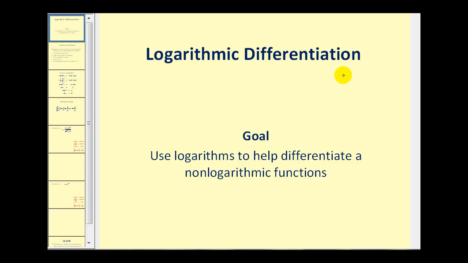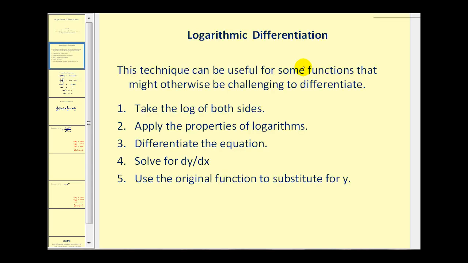Welcome to a video on logarithmic differentiation, and the goal of this video is to use this technique called log differentiation to help differentiate non-log functions. This technique can be useful for some functions that might otherwise be very challenging to differentiate, and here are the steps to perform logarithmic differentiation.